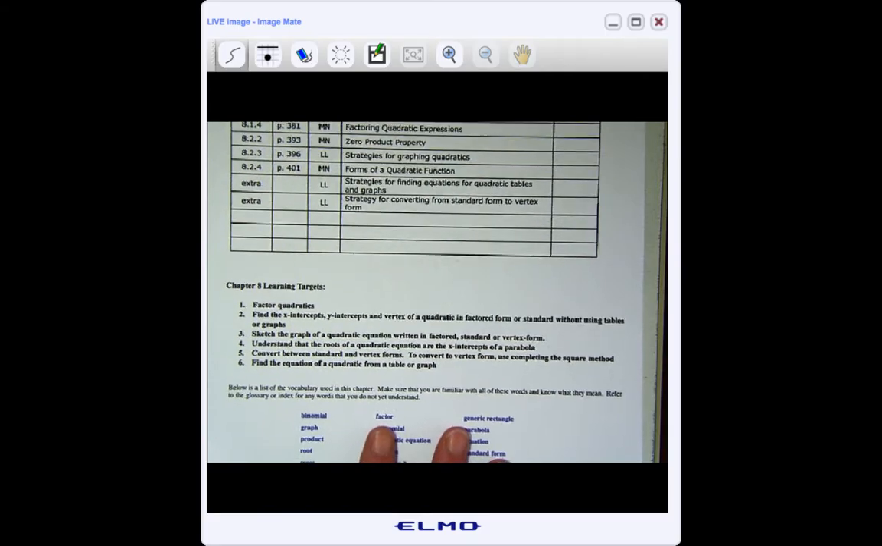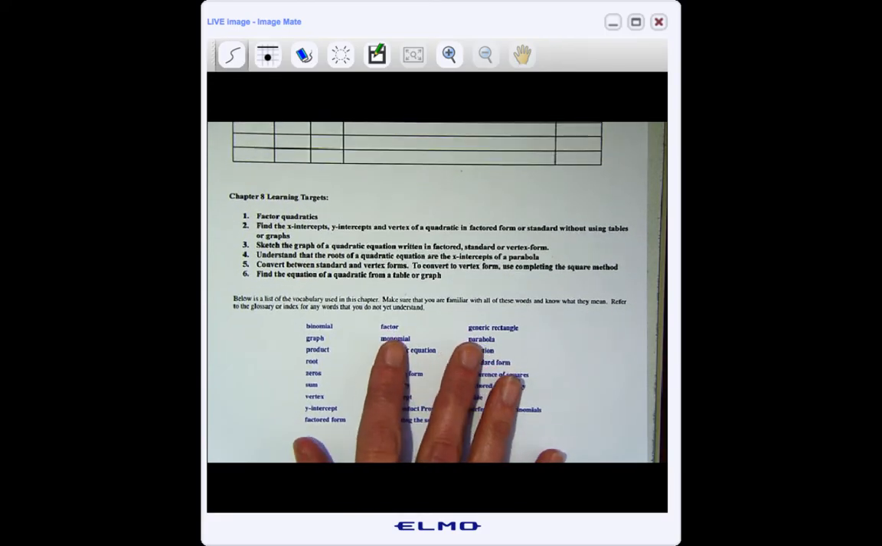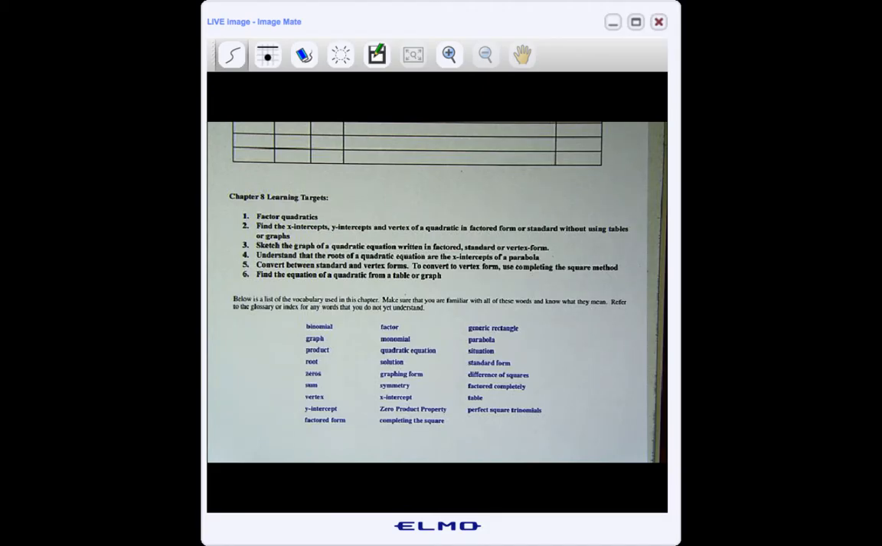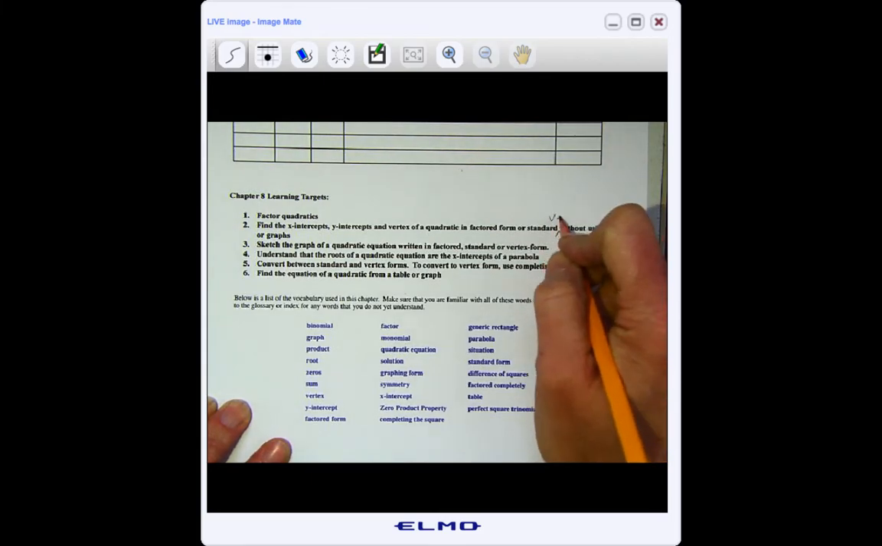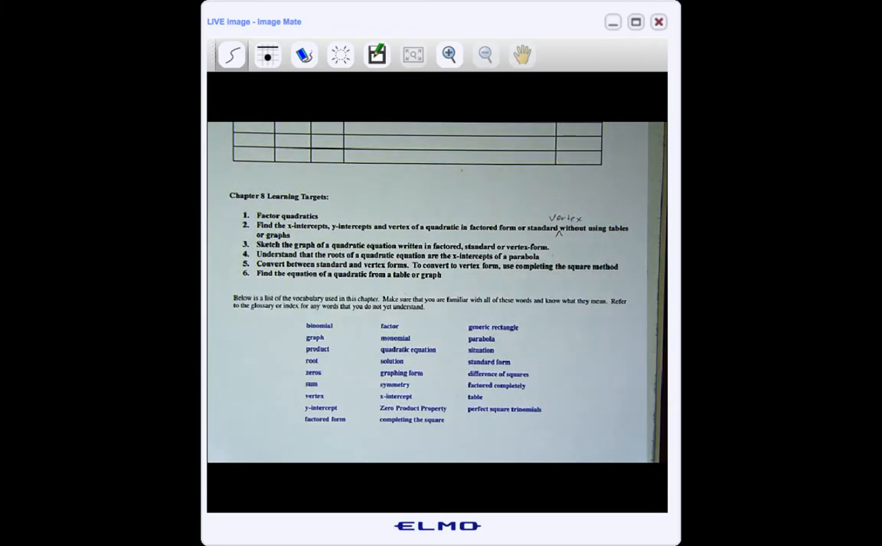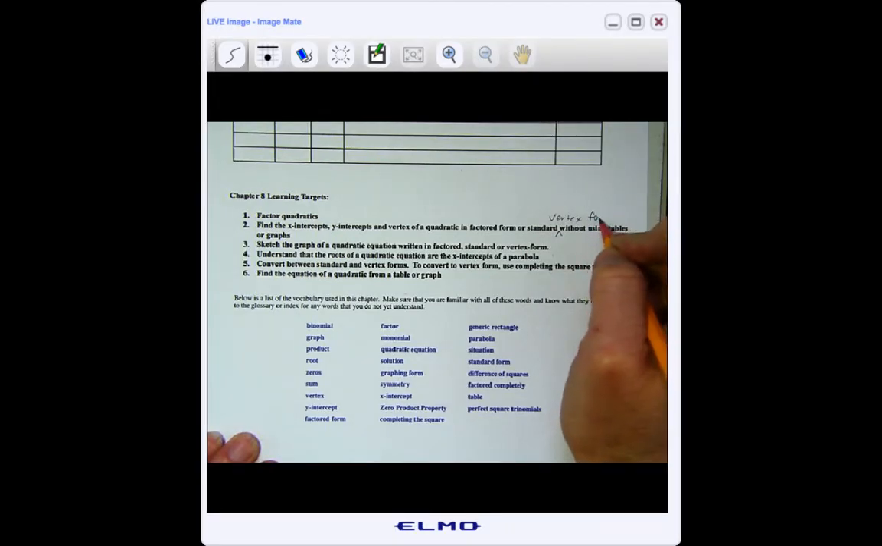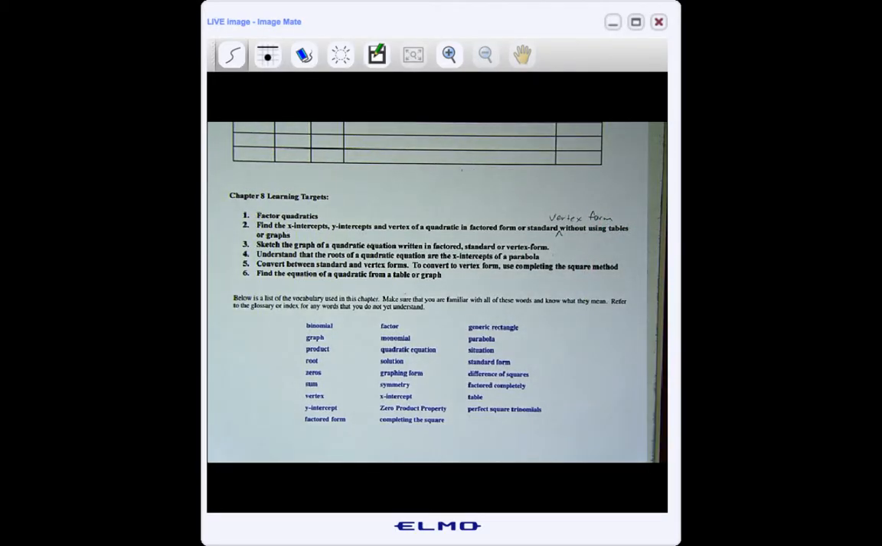Okay, so here are the learning targets for this chapter. You should be able to factor a quadratic, including if there is a greatest common factor, so factoring completely. You should be able to find the x-intercepts, y-intercepts, and vertex of a quadratic that's in factored form or standard form. And additionally, you should also be able to do it with vertex form too. Okay, so all of those forms you should be able to do. You should be able to sketch a graph of a quadratic equation written in factored, standard, or vertex form without using a graphing calculator.